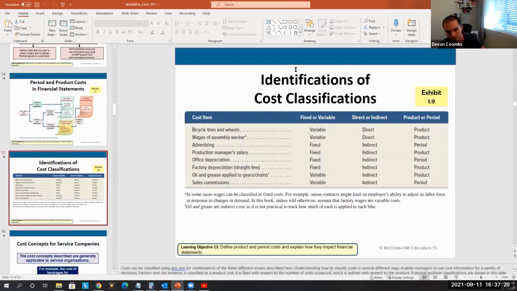So something here is to memorize, just so you get the gist of it. If we are selling bicycles, the tires and wheels are variable, right? Because as you sell more bicycles, you have to buy more tires and wheels. That's a direct cost, and it's a product cost. Well, advertising, I might be paying salaries for my advertising expense, or I might be paying a certain amount every month. That's going to be fixed, but it's not directly attributable to the product, so it's a period cost.